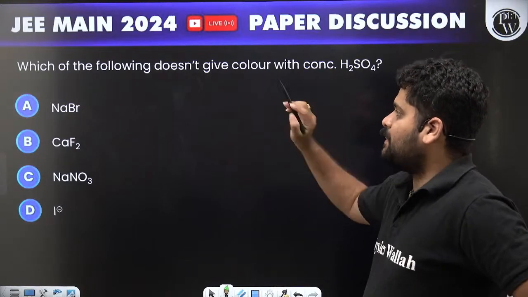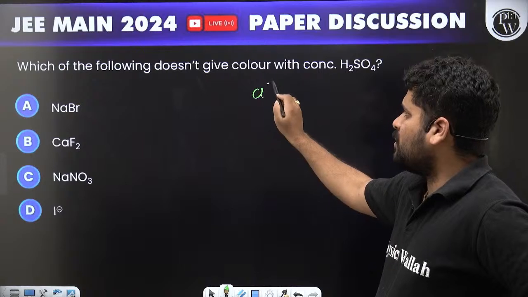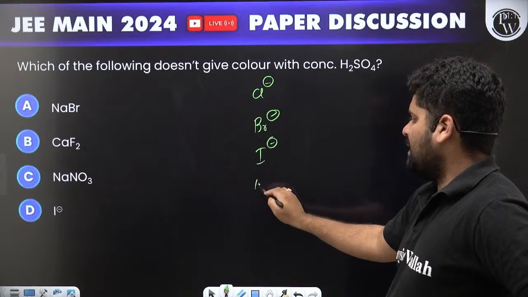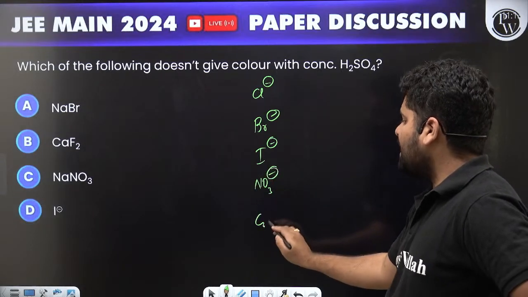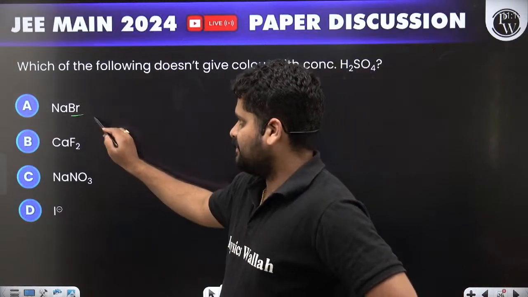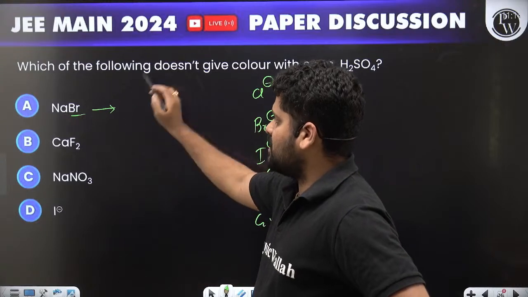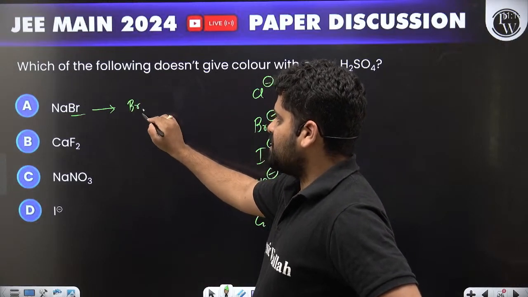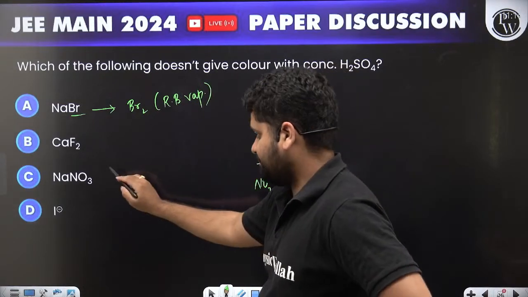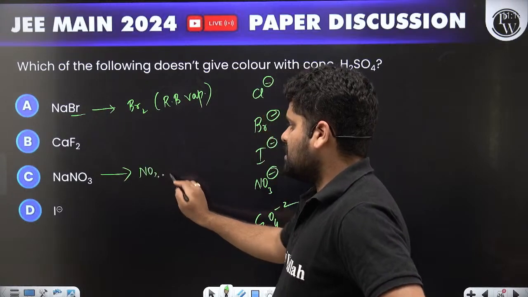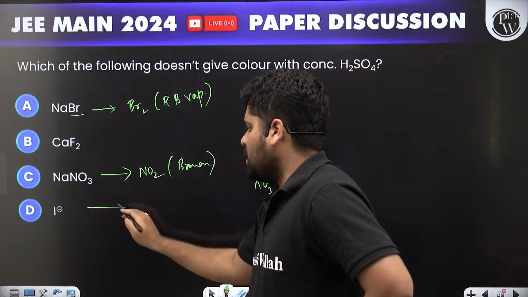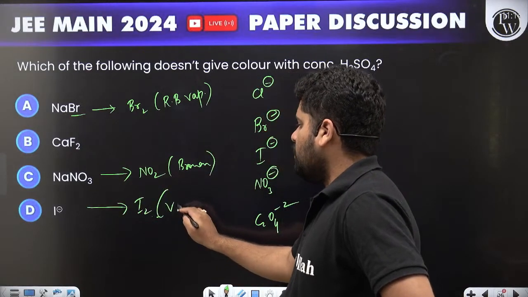So the ions which are present in group 2 would be chloride, bromide, iodide, nitrate, oxalate, etc. These ions are present, isn't it? So if you have bromide, when it reacts with concentrated H2SO4, it produces Br2, which means you would be getting red-brown vapors. Next, nitrate. This would produce NO2 gas. It is going to be again brown vapors. Iodide ion produces iodine, which would be violet in color.